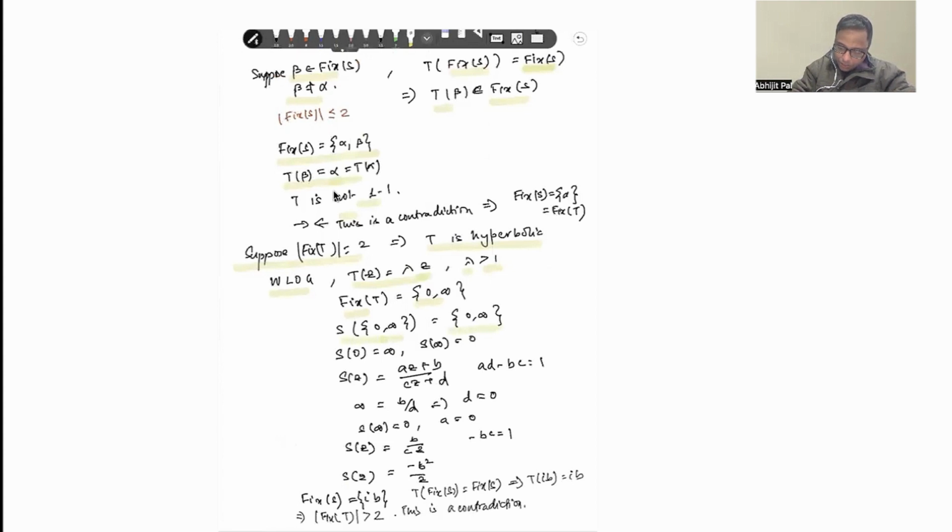And now this possibility can happen: S of 0 goes to infinity, and S of infinity is equal to 0. So if I assume S of 0 to be infinity and S of infinity to be equal to 0, and S z is of this form, (a z plus b) by (c z plus d), where a d minus b c is equal to 1. Because S of 0 is infinity, you put z equals 0 in the above equation and you will get d equal to 0. And if I put infinity, S of infinity equals 0, then you will get a equals 0. So S z will be of the form b by c z, with a is 0 and d is 0. Therefore minus b c is equal to 1, so S z is nothing but minus b squared by z.